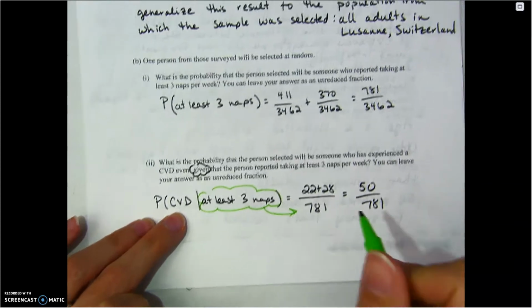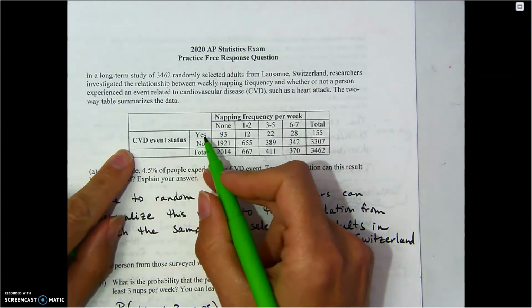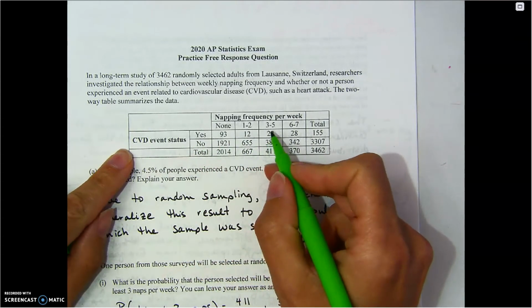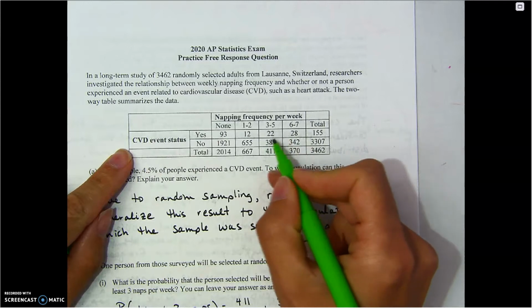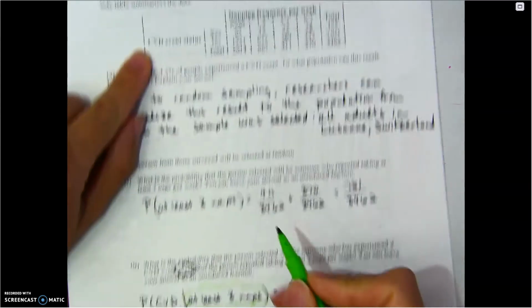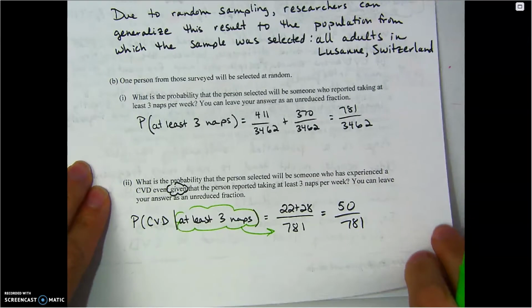So now I have to go back to that table. We're looking at a yes, they had a CVD event. So 22 here and 28 here. If we combine those, we've got 50. So 50 out of those 781 nappers had a CVD event.